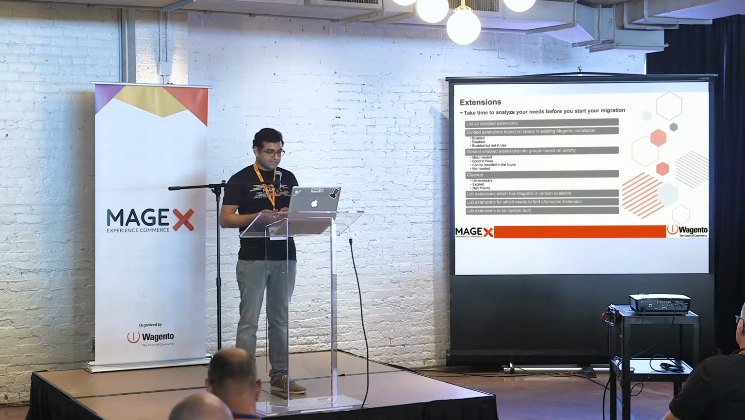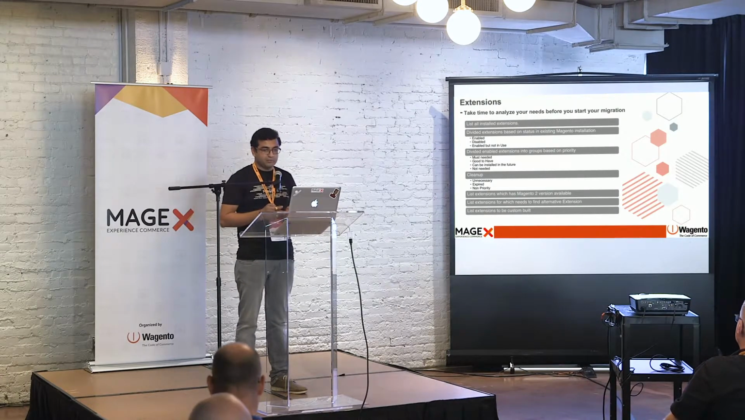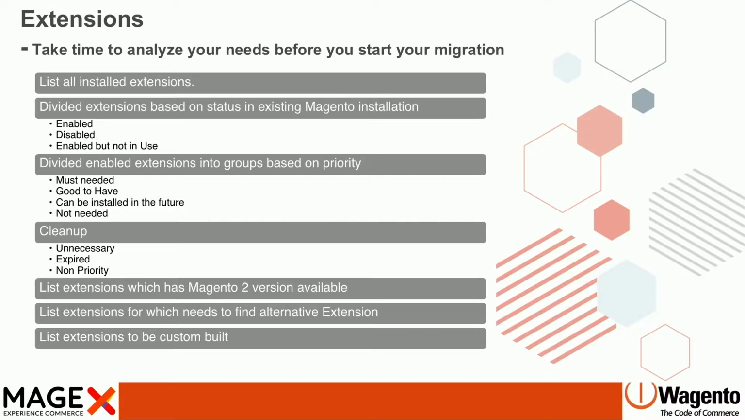Once you have the extensions listed, you can clean up the other extensions that you do not need, like unnecessary, expired, or non-priority extensions. Those also you can take off. So you have a small list now that you can easily do in your Magento 2 store. Then list the extensions for which a Magento 2 version is available. So now you have the extensions you want in Magento 2, but you need to check at the marketplace which extensions are available to achieve that functionality. You can find that from the marketplace side.